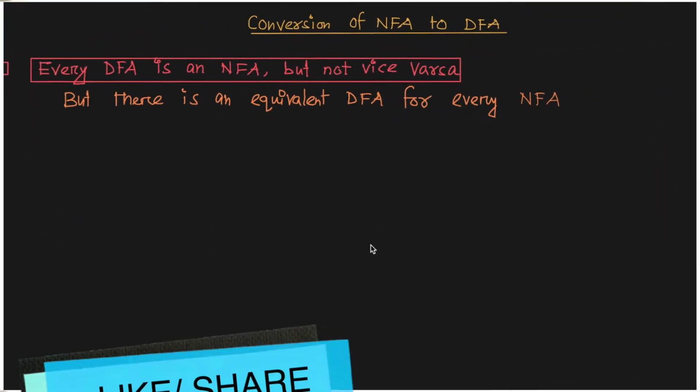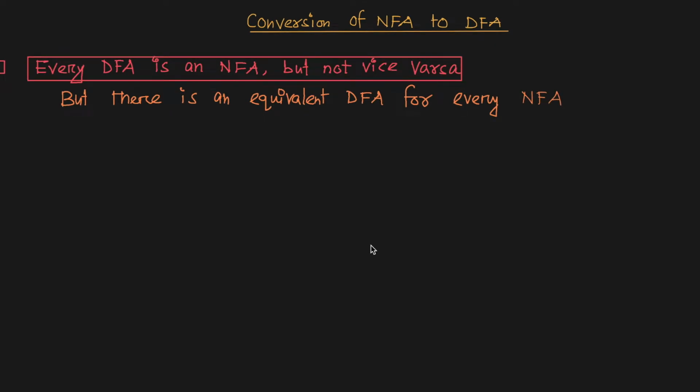When we studied DFA and NFA, we saw that DFA is a structure of 5 tuples and NFA is a structure of 5 tuples, but there is a difference. What is the difference? In DFA, the transition function is defined as Q cross sigma to Q, and in NFA the transition function is defined from Q cross sigma to 2 to the power Q.